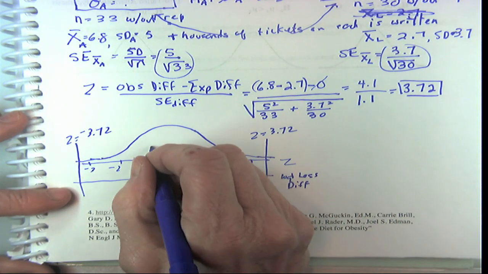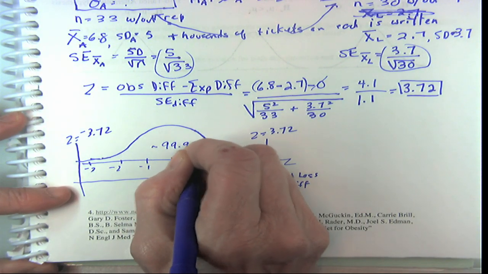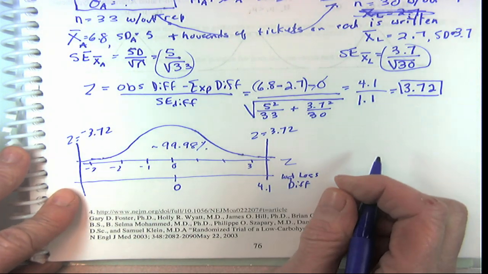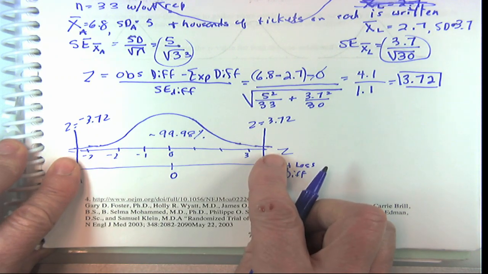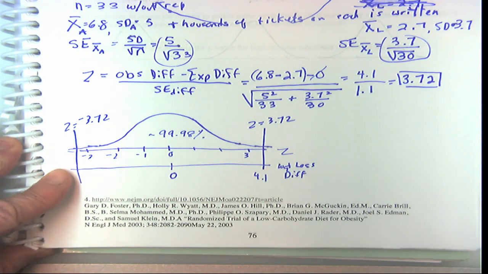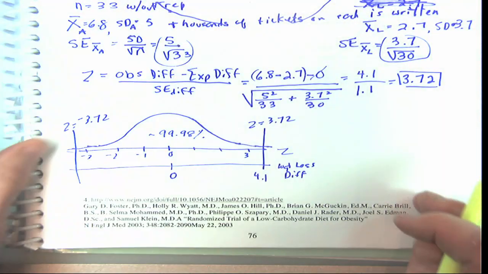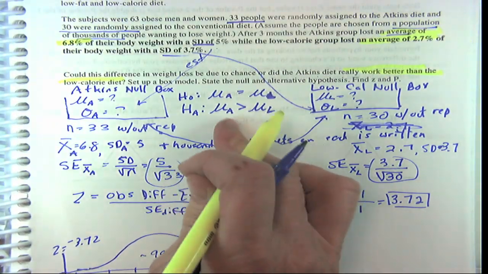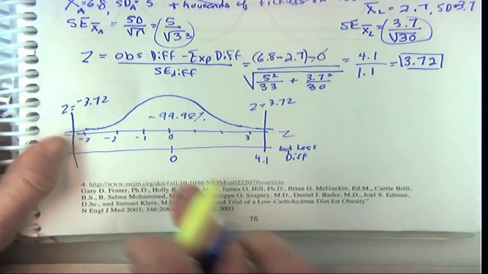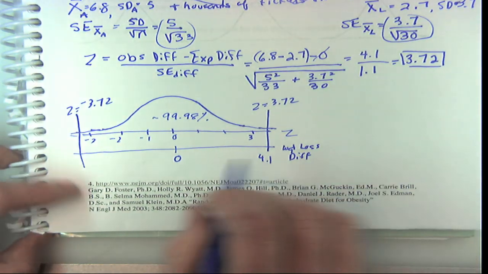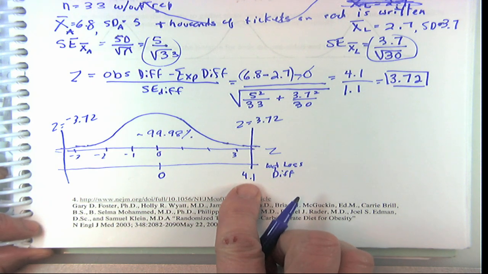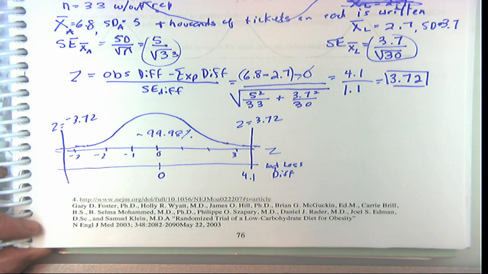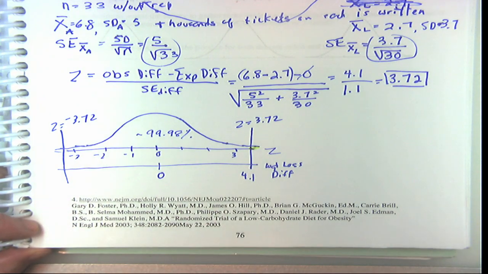So this is approximately 99.98% in the middle. That means that on the two tails together, there's just 0.02%. So which one are we interested in? Now this depends on our alternative. Since our alternative was directional, it tells us which tail. We thought it was going to be greater, that the Atkins would work better. So this is the percent we want, just that tiny bit.